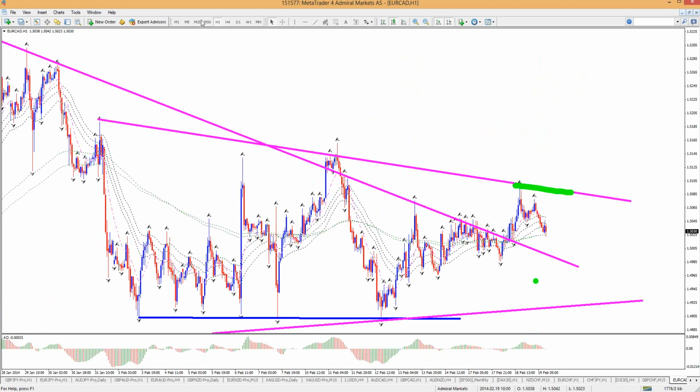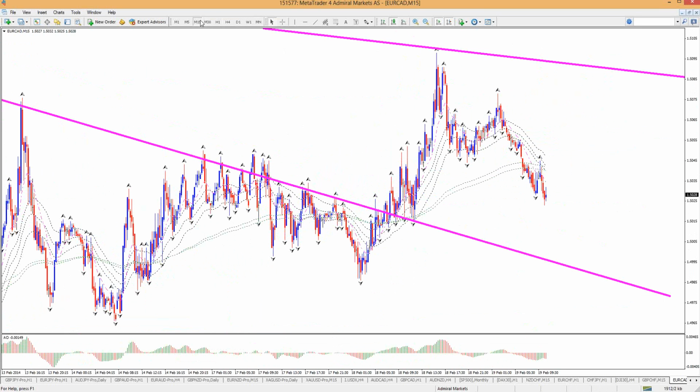Let's see, anything else on the 15-minute chart? Not really. It just looks so choppy. Nothing really to add there, in my opinion. It's just a lot of chop.